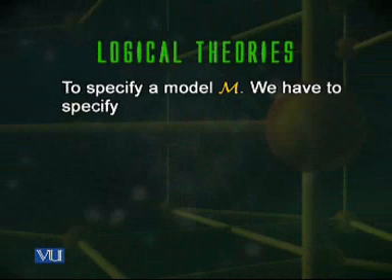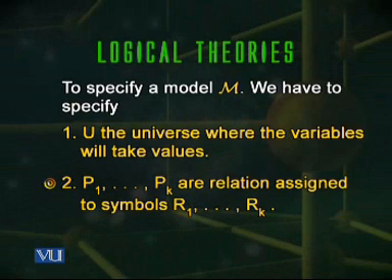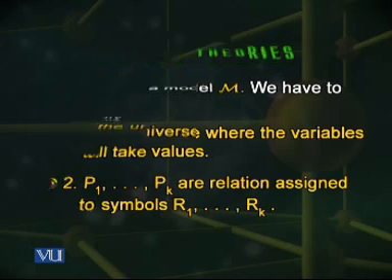To specify a model, we have to specify U, the universe where the variables will take values, and each relation symbol is assigned a real relation over that universe. So if P1, P2, up to Pk are relations over the universe, they are assigned to symbols R1, R2 up to Rk. Once we have assigned the relations, we have a model. Now we can look at sentences over this model, and these sentences are either true or not.